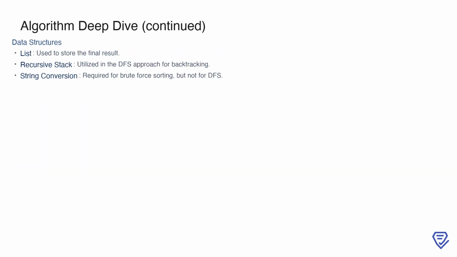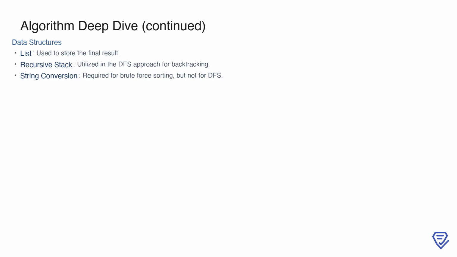To implement these approaches, we rely on a few key data structures. The final result is stored in a list, which is returned at the end of the algorithm. In the DFS approach, a recursive stack is used to manage the backtracking process. This stack enables the algorithm to explore one branch of numbers at a time, returning to previous states as necessary.